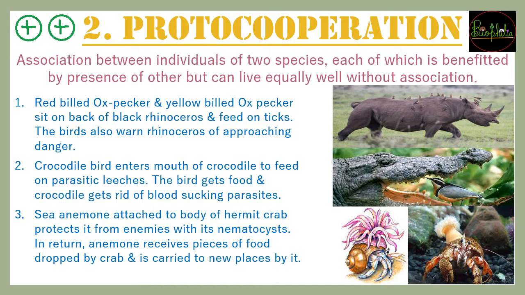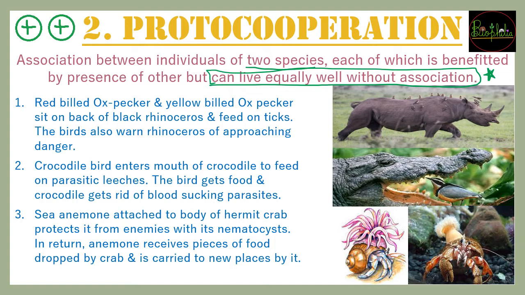So what happens in protocooperation? Again there is an association between two species, but here, even if both are getting benefit in the presence of one another, they can equally live well without the association. This part is very important to remember: if they are separated, there is no effect on their individual life. In mutualism, if separated, the two cannot live without each other, but in protocooperation, if the two are separated, they can still live.